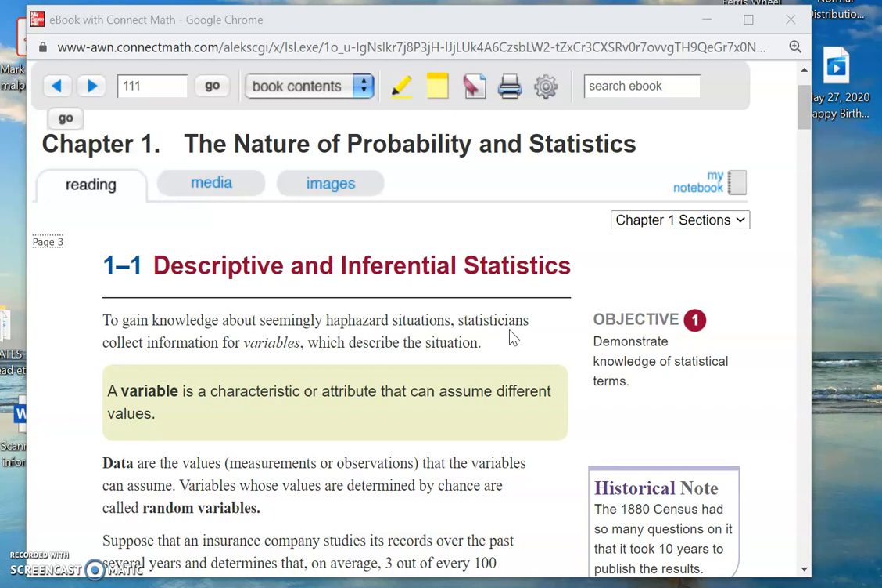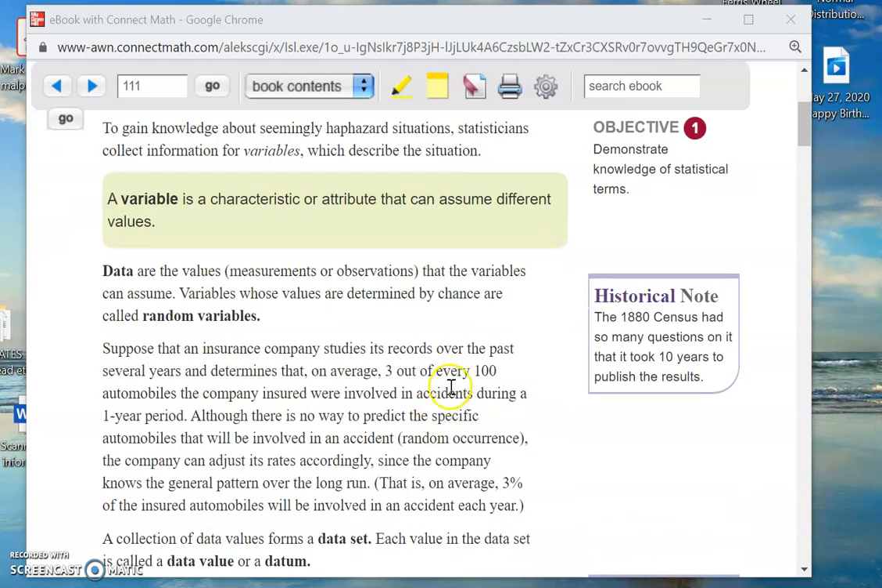Statisticians will collect information for what's called a variable. A variable is a characteristic or an attribute, and it can assume different values. The characteristic might be that you're measuring the heights or weights of fifth graders. That's the variable. The variable is the height. The variable is the weight. The variable of college students might be grade point average. The variable might be how old are you? That sort of thing.